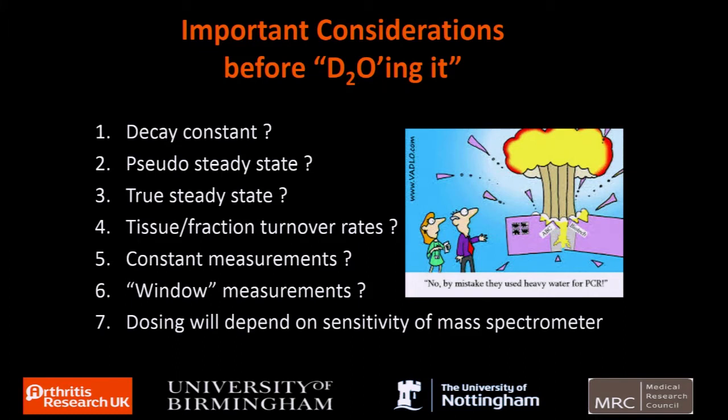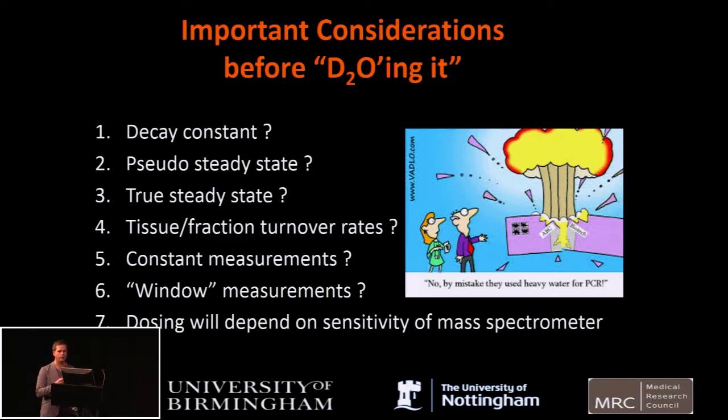So just a few important considerations before D2Oing it. First of all, you have to consider how you're going to do the dosing. Again, there'll be a lot more detail on this for anyone that's interested, but do you give a single bolus of D2O? Do you try to create some kind of pseudo-steady state by giving regular top-ups? Or do you try to engender a true steady state, where you give sufficient D2O with enough regularity that the body water pool remains enriched at a steady level?